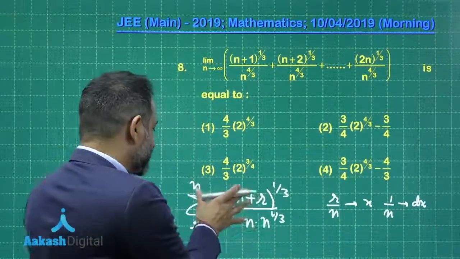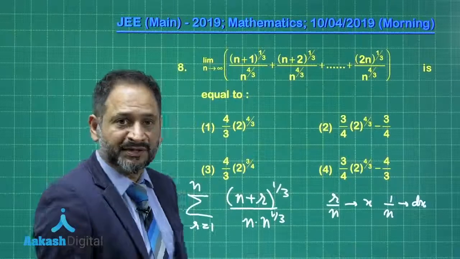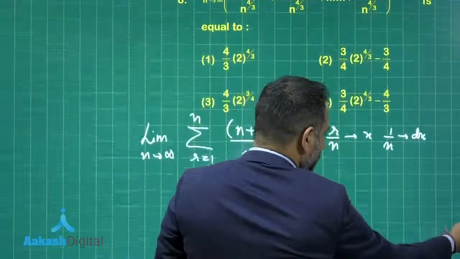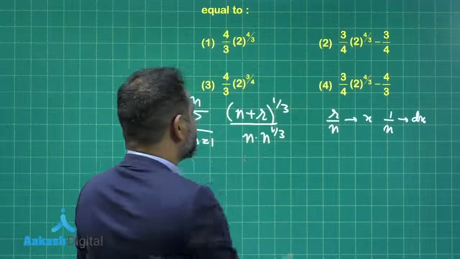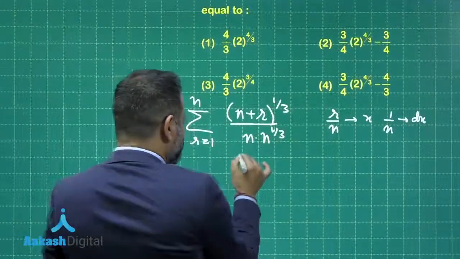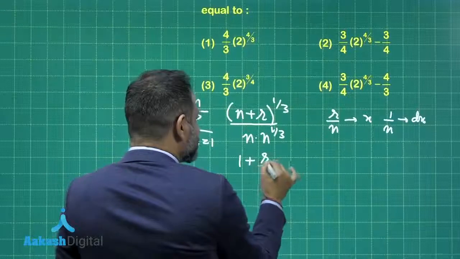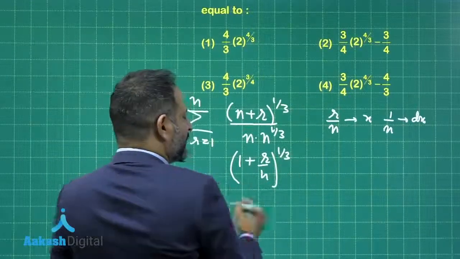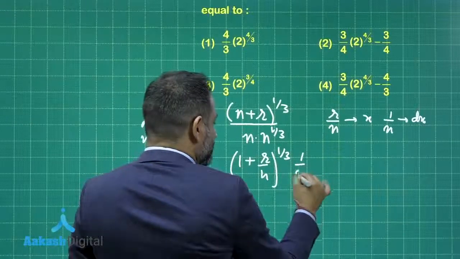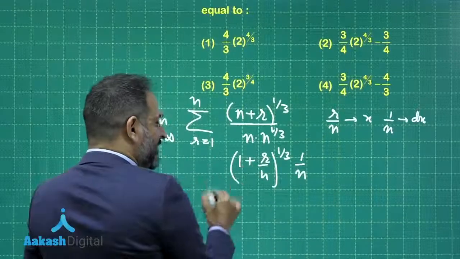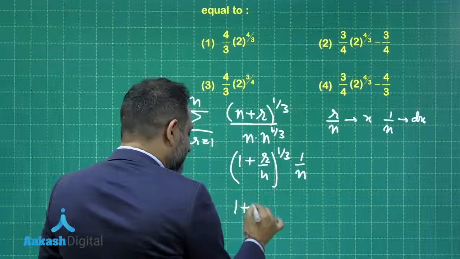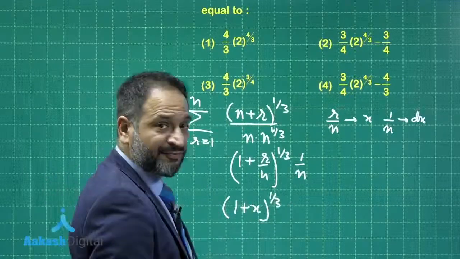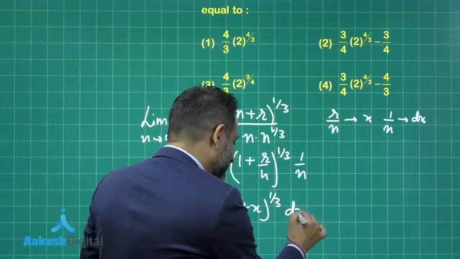Now, you can see this entire limit will be converted into a definite integral. So, let us see what we will have here. From here you can see that this can be written as (r by n) times (1 plus r by n) raised to the power 1 by 3 into 1 by n. So, replacing r by n with x, we have (1 plus x) raised to the power 1 by 3, and 1 by n will definitely be dx.